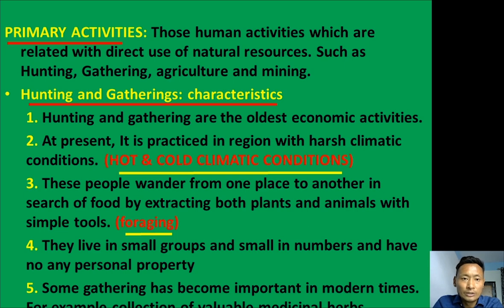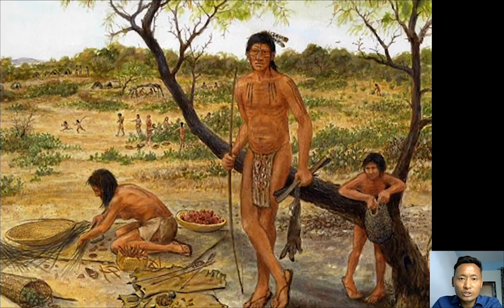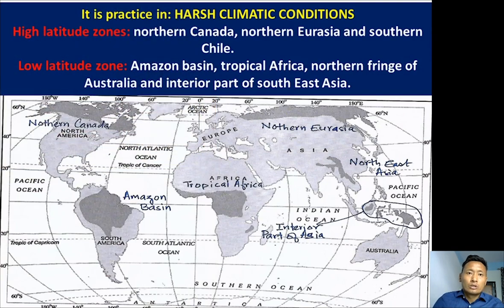So these are some of the characteristics related to hunting and gathering. This particular picture shows the life of hunters and gatherers. That means before 12,000 years ago, during the Stone Age, most people were engaged in these two types of activities, hunting and gathering. We already discussed that at present still some people are engaged in hunting and gathering.